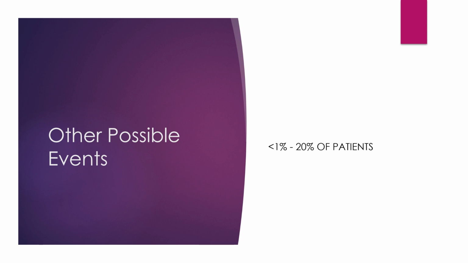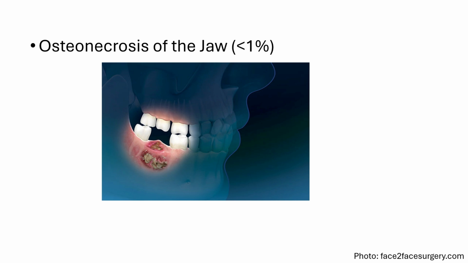I'm not downplaying the seriousness of any of these events, but this video is not meant to be that fully comprehensive. First, osteonecrosis of the jaw can happen. This is the slow degrading of the bones within your jaw, and this presents as blisters or sores, loose teeth, or pus-like discharges in your mouth.